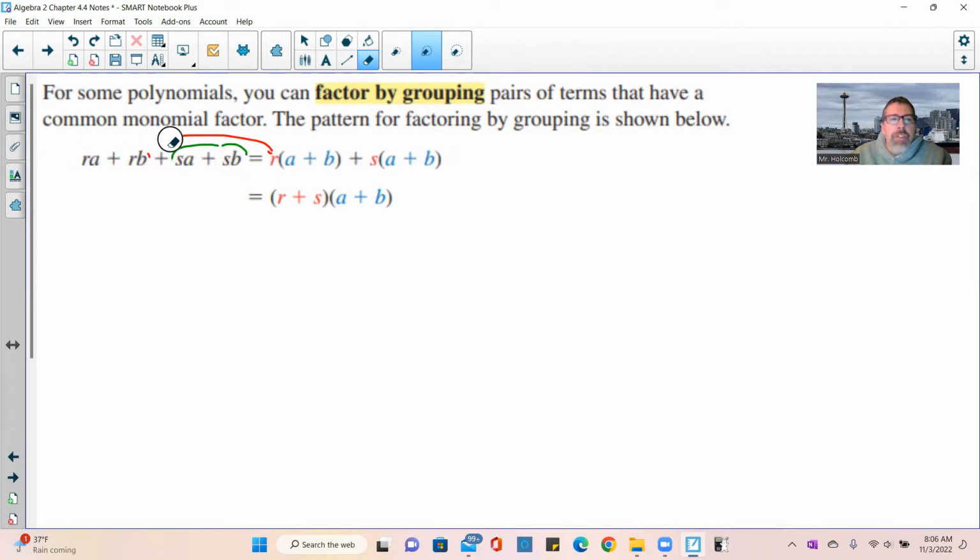Let me just get rid of all this. So what you have is an A plus B like term that you can factor out, and that would be R plus S times A plus B. So if I distributed this, R times A plus B is right here, and S times A plus B is right here. Okay, so it's just factoring out like terms twice, basically. So let's take a look at that in the next example.